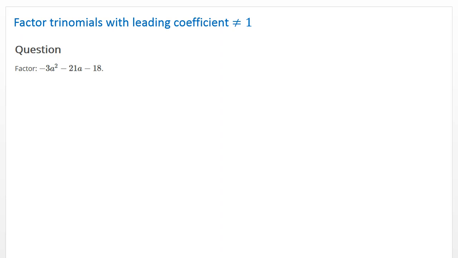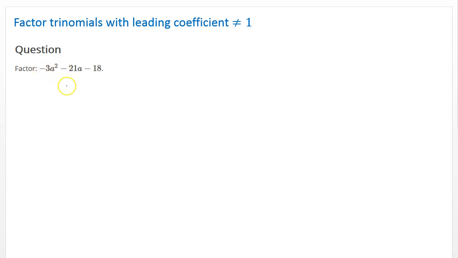Hello, I've got a couple of problems I'd like to go over that involve factoring trinomials with a leading coefficient that's not 1. So notice this polynomial here, it's a trinomial because it has 3 terms. It's in descending powers order. Whenever you factor, you want it in descending powers order, with an exponent of 2 and then 1 and then a constant. Now, this definitely has a leading coefficient that's not equal to 1.